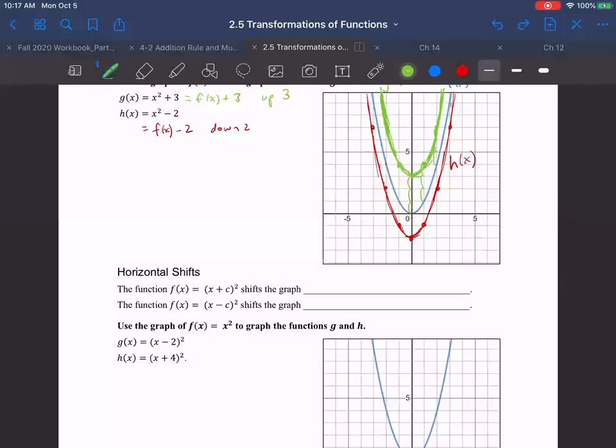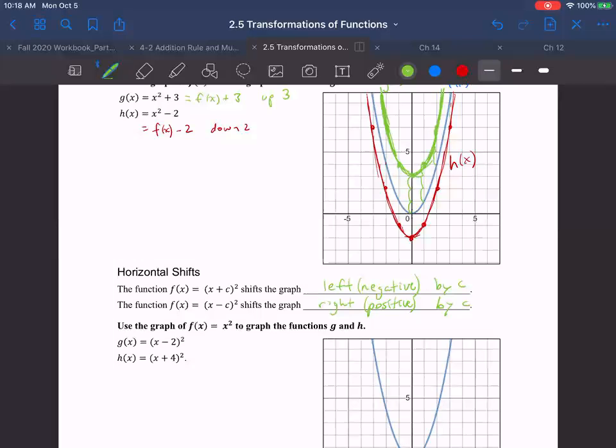So if I have an x plus c, this time what it is going to do is shift the graph in the negative direction. Left is the negative direction in the x direction, and it's going to shift it left by c. And if I have a minus, it's going to shift it in the positive direction. So it's going to shift it right, or positive, by an amount c, right there, just like that.